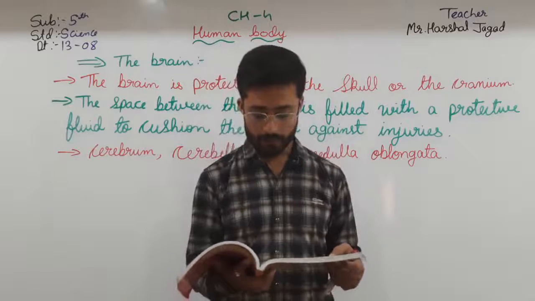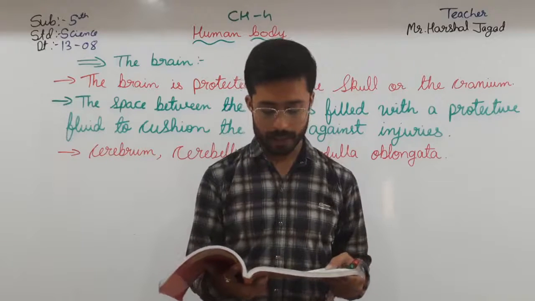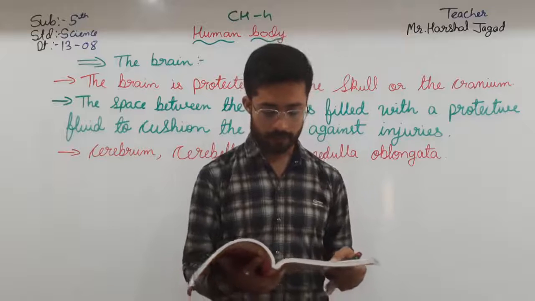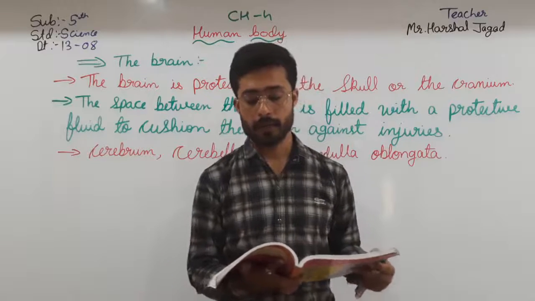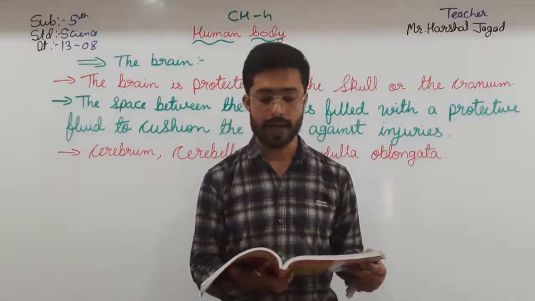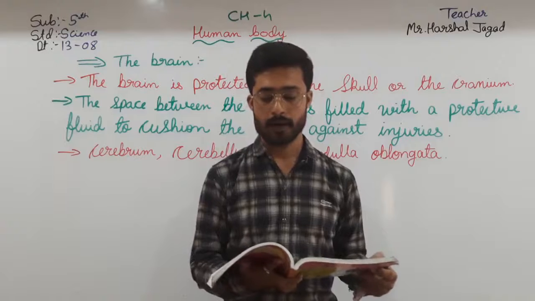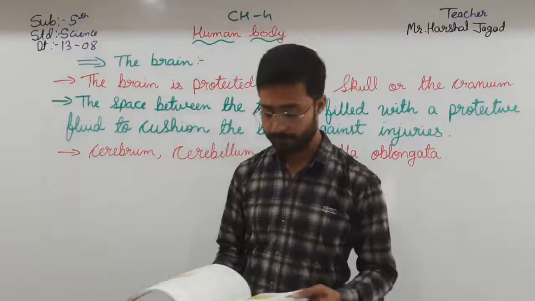The medulla oblongata is the smallest part of the brain. It is located at the lower back part of the brain. It joins the brain to the spinal cord. It controls all involuntary actions of the body such as heartbeats and breathing. Thus, this part of the brain continues to function even when we are sleeping.